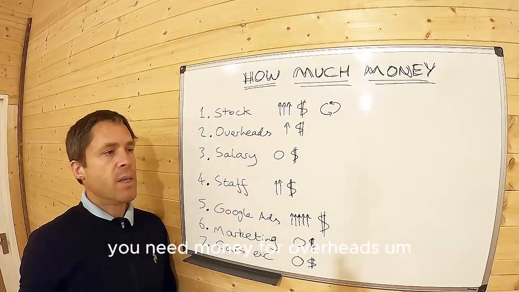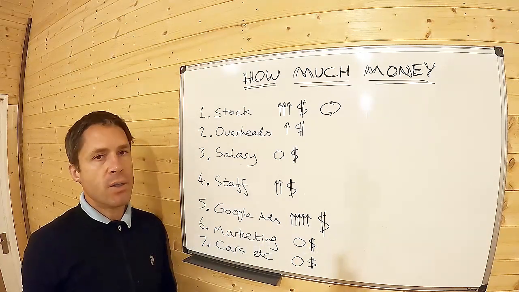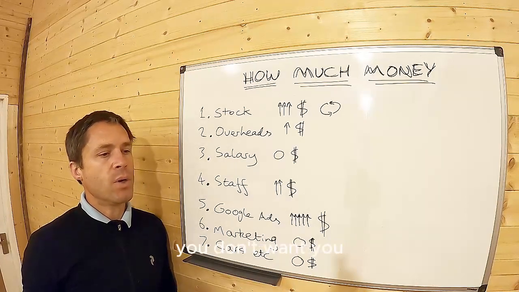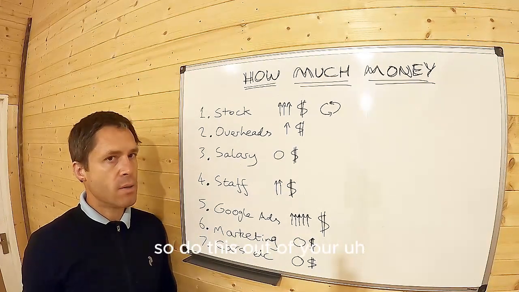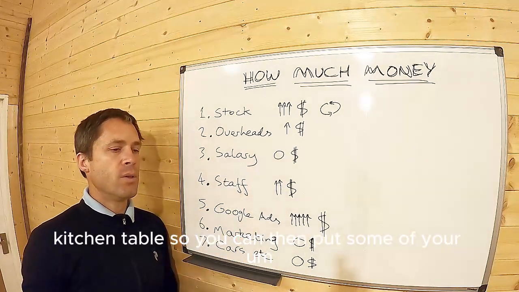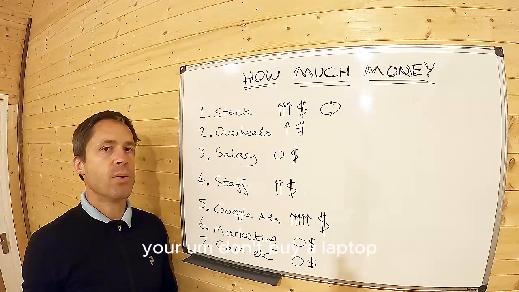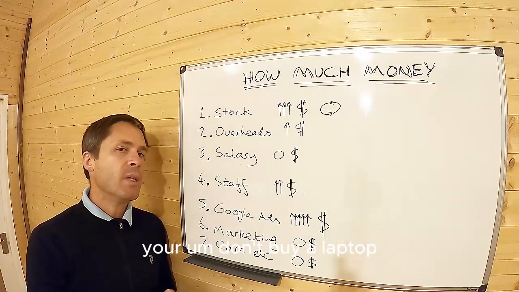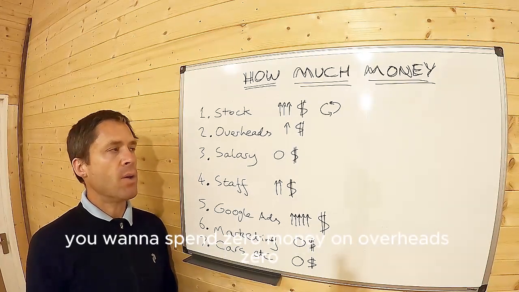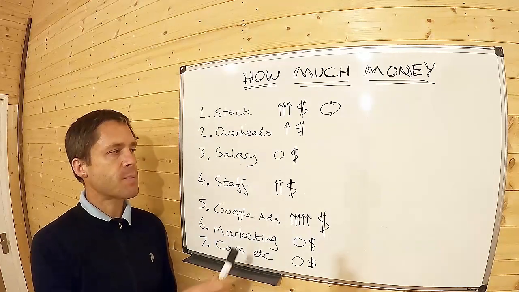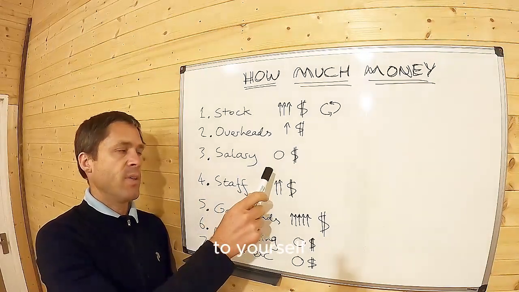You need money for overheads. You should start this off, assuming you haven't got infinite money. You don't want an office. You don't want anything that you don't have to have. So do this out of your kitchen table. You can put some of your house electricity, your mobile phone on it. Don't buy a laptop, use your existing one. You want to spend zero money on overheads, zero. You want zero salaries to yourself.